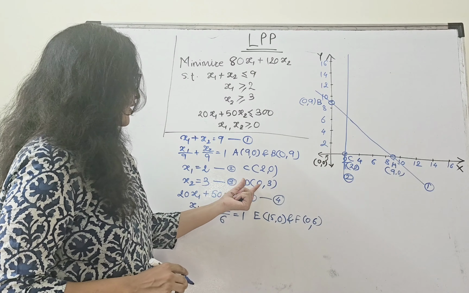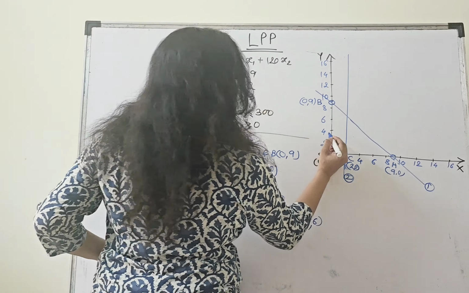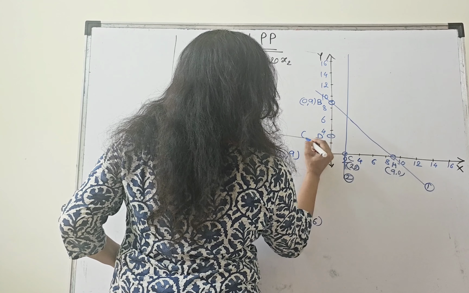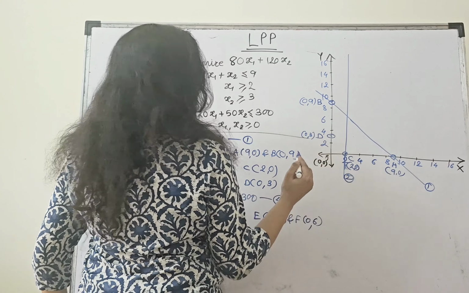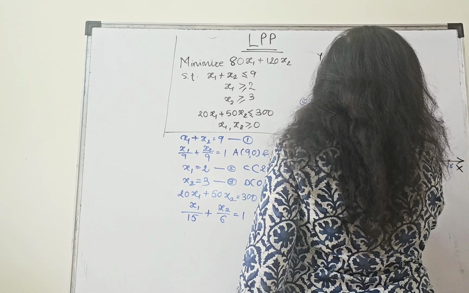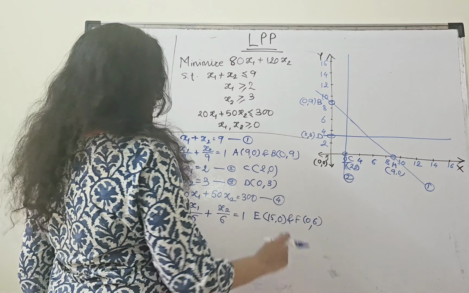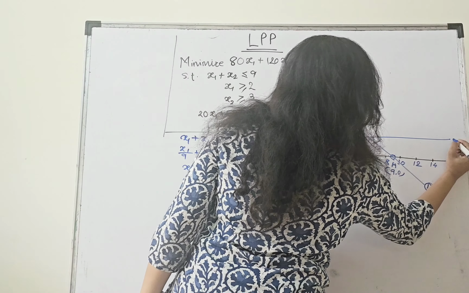Third is what? Point D, which is 0, 3. So it is on the y-axis. So this is point 3. This is point D, which is nothing but 0 and 3. So this is basically passing through the y-axis. Correct? Is this the right way? And this is what? Equation number 3.